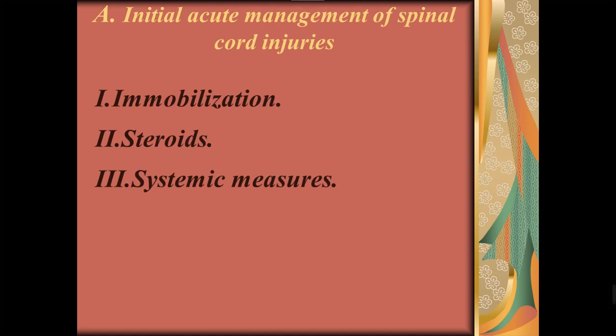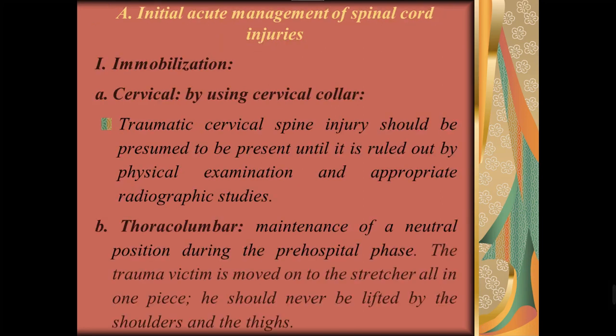Initial acute management of spinal cord injuries includes immobilization, steroids, and systemic measures. Regarding immobilization, for the cervical spine, use a cervical collar. As I told you when I spoke about head injuries, any case of head injury is associated with cervical injury until proven otherwise. So traumatic cervical injury should be presumed to be present until it is ruled out by physical examination and appropriate radiographic studies like X-rays.